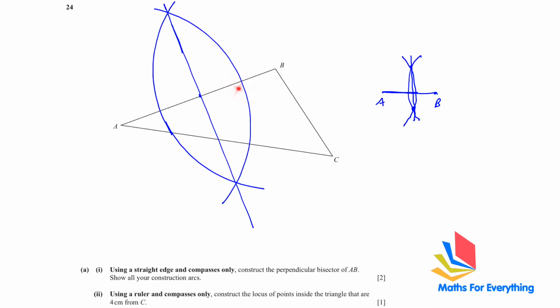This is how your perpendicular bisector of AB will look. You make this arc here and this arc here and then join the two centers. A2, using a ruler and compass only, construct the locus of points. From this year onwards, locus is not a part of your syllabus, so we are going to skip that.